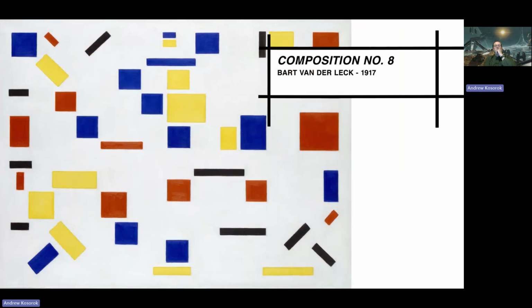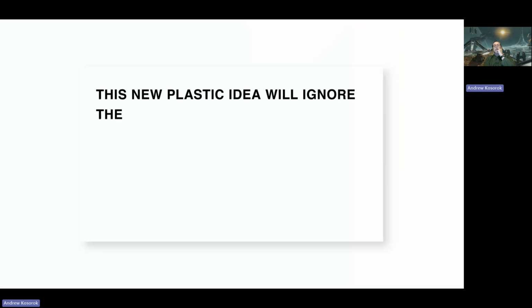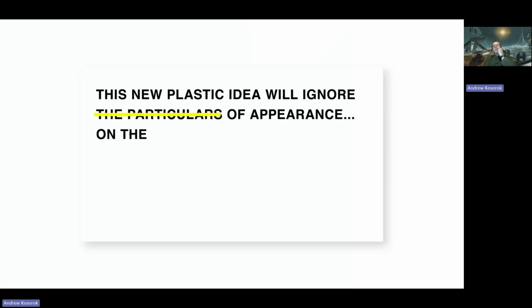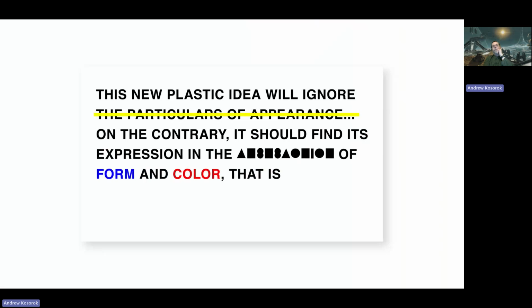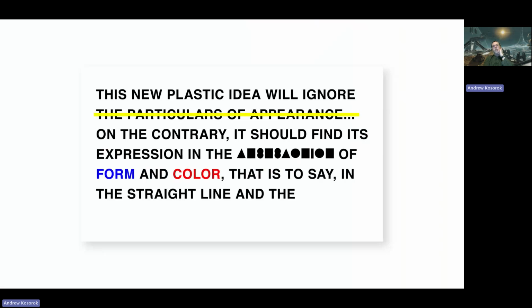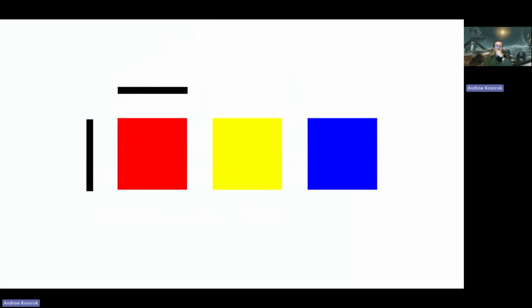Mondrian calls his style at this time neoplasticism. Mondrian writes, "This new plastic idea will ignore the particulars of appearance. On the contrary, it should find its expression in the abstraction of form and color, that is to say, in the straight line and the clearly defined primary color." It all boils down to straight lines and primary colors, the signature Mondrian look you see in stores and on runways today.